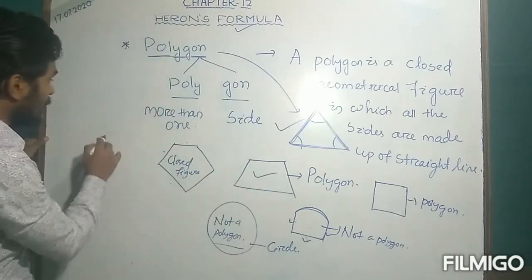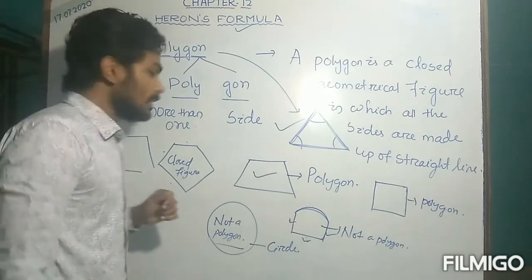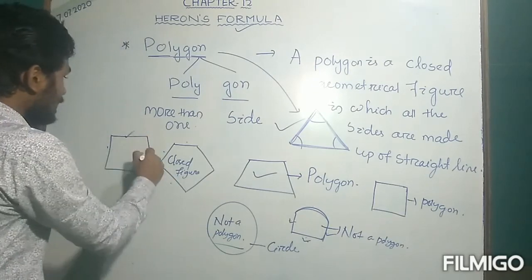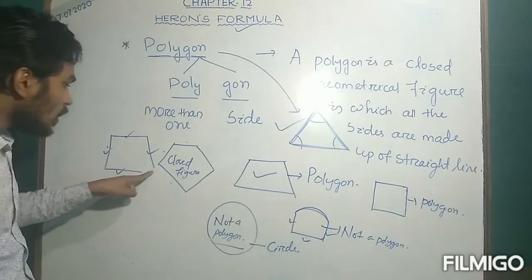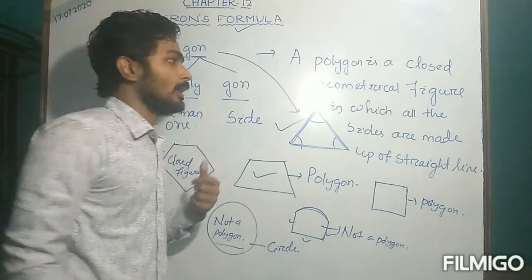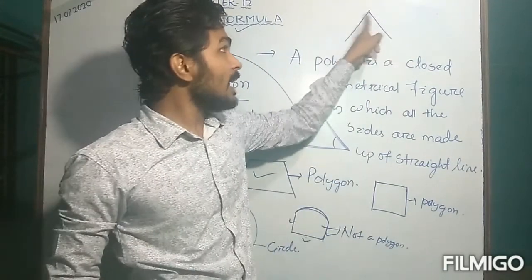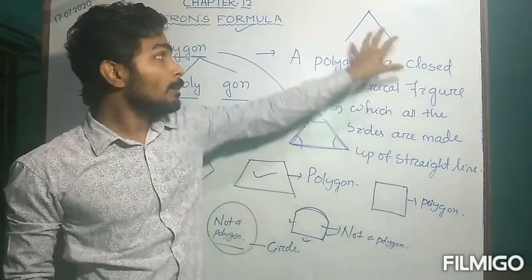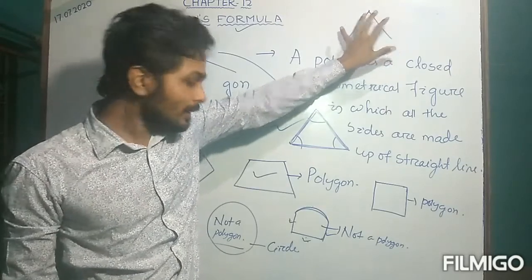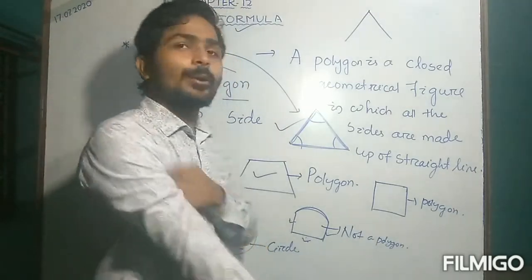You can take one more example here. See, here there are 4 sides and all the sides are straight lines, but this is not a closed figure, this is an open figure. So is it a polygon? No, it is not a polygon. In this example, it has 2 sides made up of straight lines, but it is an open geometrical figure, so it is not a polygon. Now I think we are clear about what a polygon is and how we can identify a polygon.